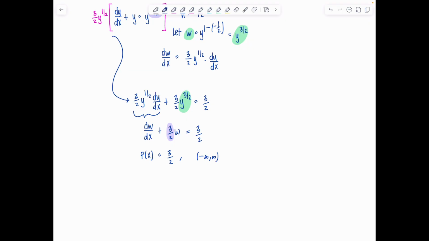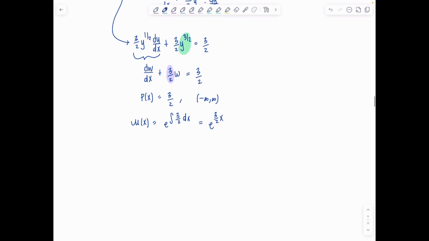Okay, so let's get our integrating factor, mu of x. It's e to the integral of just 3/2 dx. Okay, so e to the 3/2 x. Then what do we do? We multiply this equation through by the integrating factor. And what do we get? We get dw dx e to the 3/2 x plus 3/2 w times e to the 3/2 x equals 3/2 e to the 3/2 x.